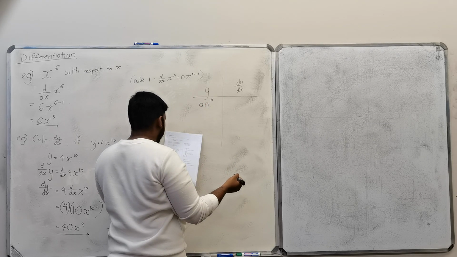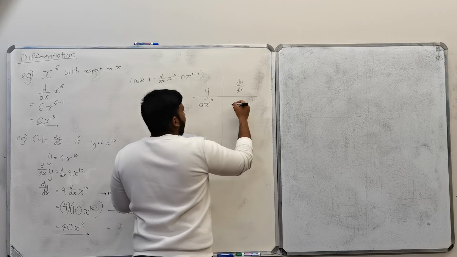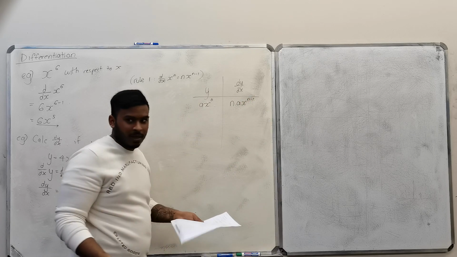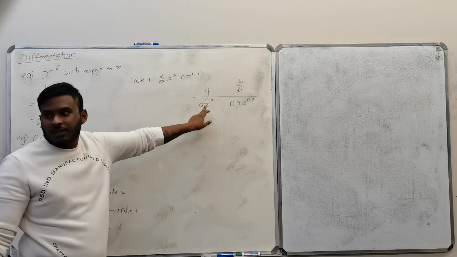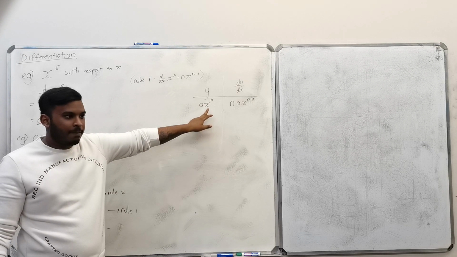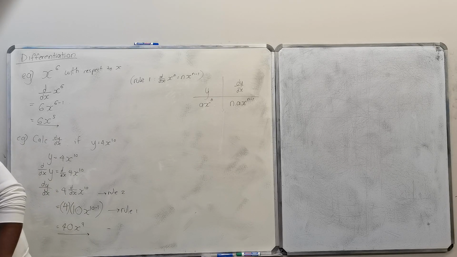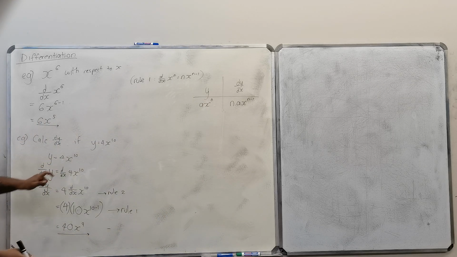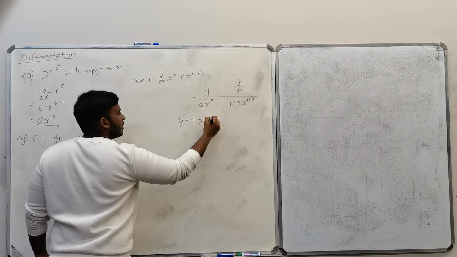It's actually supposed to be ax to the power n, right? The derivative of it will be n times ax to the power n minus 1. Just make a note of this: it's not supposed to be n, it's supposed to be x in the bottom. That's not me, that was the department. So if you look at this example, y is equal to 4x to the power 10.